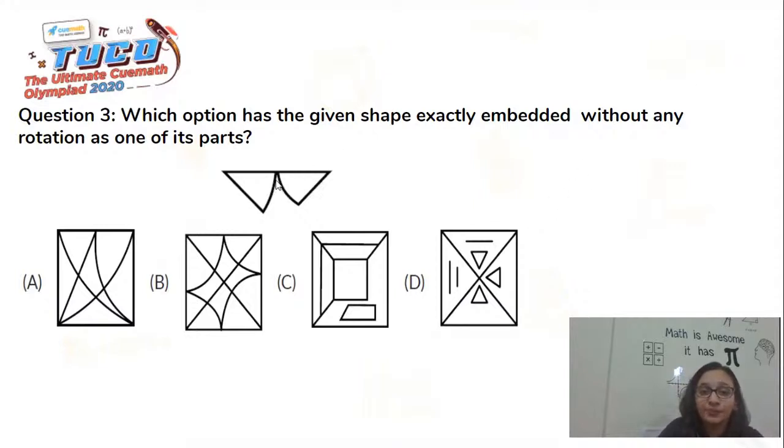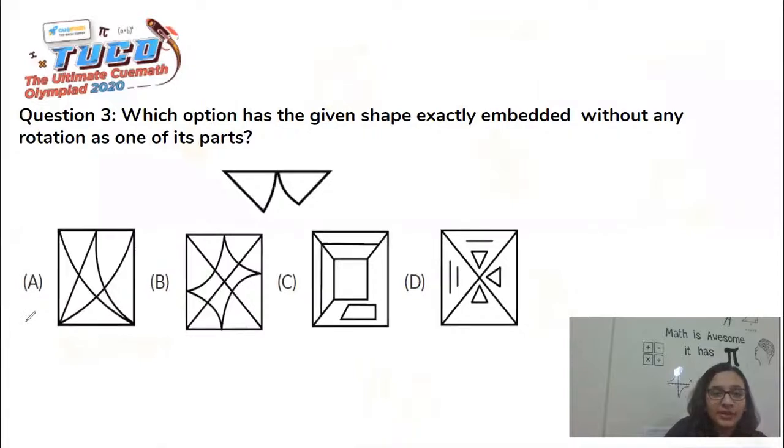Now it says we have to figure out which option has the given shape exactly embedded without any rotation. It has to be present in the same format. You don't have to rotate it, clockwise, anti-clockwise, or upside down. You don't have to rotate it anyway. It has to be present just the way it has been given in the question. So let's go one by one. We'll go first with option A.